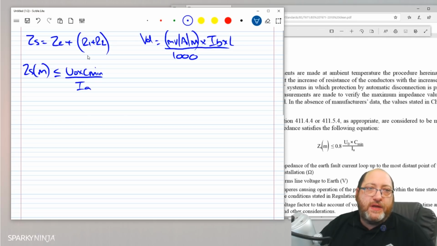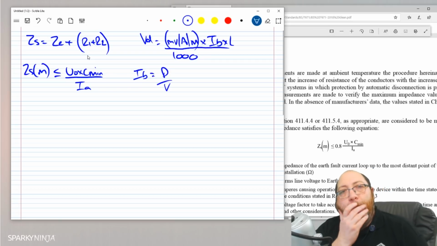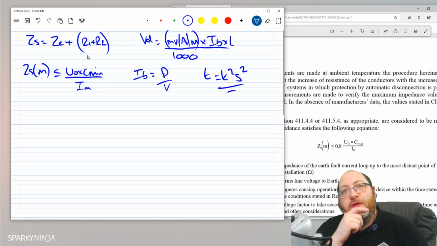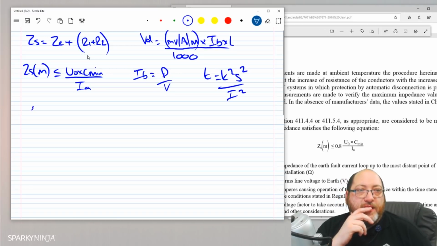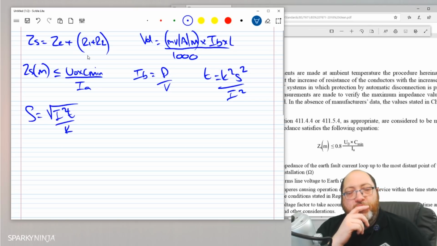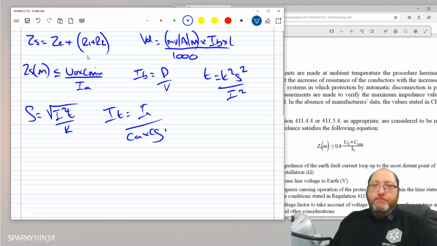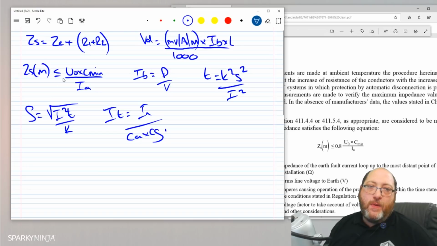And we've also made, just got rid of the Zs bit for normal Ohm's law. We've talked about Ib being P over V. We've talked about t equals k squared S squared over I squared. We've talked about the adiabatic. We've talked briefly about the It tabulated value being the rating factors. The only other formula you may be well aware of is the calculated risk level, but I don't think I'm seeing it in many exams at the moment.